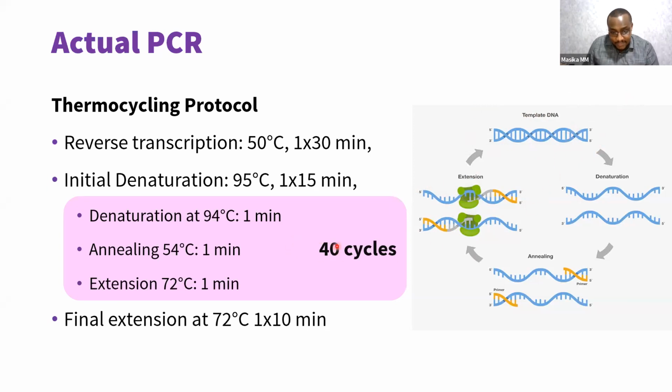In the next cycle, remember that was one cycle, you heat again, they separate, the primers attach, the polymerase extends, and you end up with another set of double-stranded DNA. This is repeated 30 to 40 times. And eventually, you finish with a final extension, basically the polymerase doing its work for about 10 minutes.